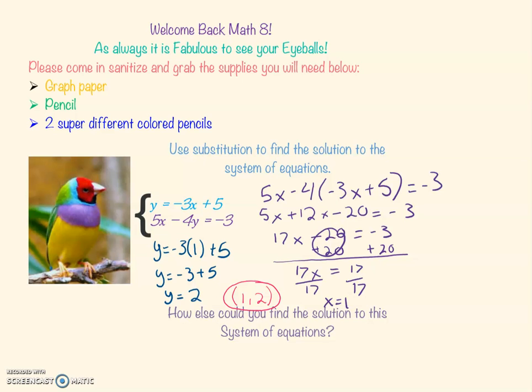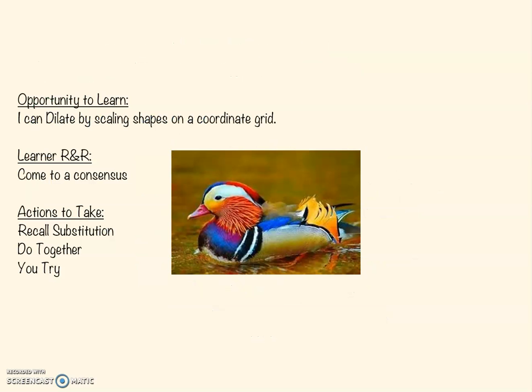So here's the solution. Hopefully you got 1, 2 for your point. But I have a question. How else could you have found the solution to this system of equations? If you said graphing was a way to find a solution, you're absolutely correct. We need to do a little bit of manipulation to move those parts around, and then absolutely we can graph those lines. And we would get the same answer as the point we got of 1, 2.